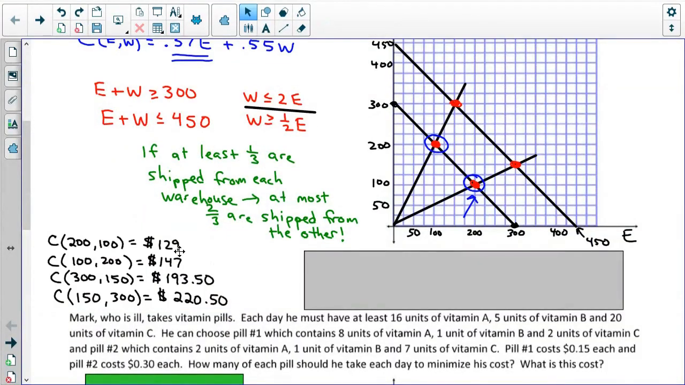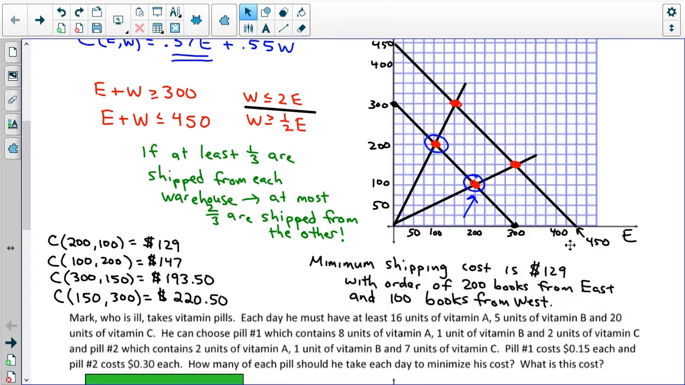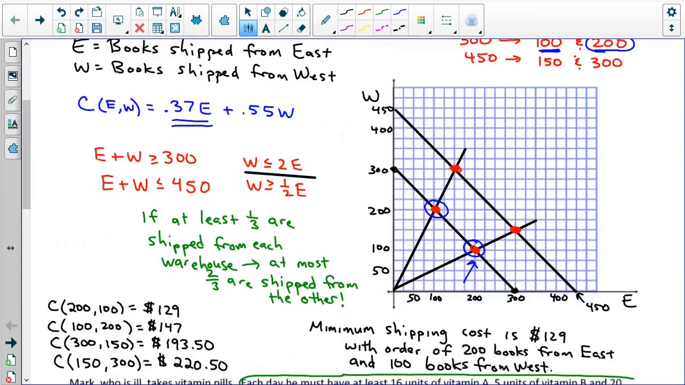So we have what happens when we plug things into our cost function. Notice that $129 is the smallest, and I end up with the minimum shipping cost being $129 with 200 books from the east and 100 books from the west. I forgot to shade the region in problem 1. So the shaded region was here, and you could have figured that out by substituting some values in and figuring out where the inequality signs were.